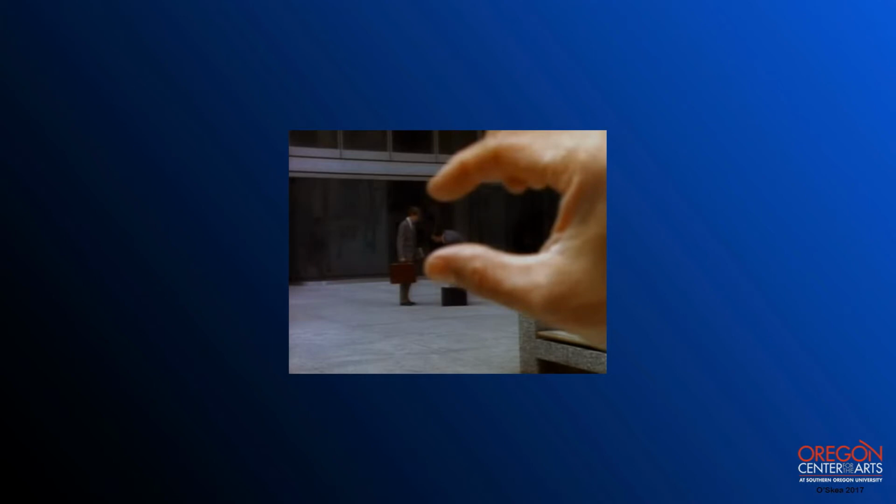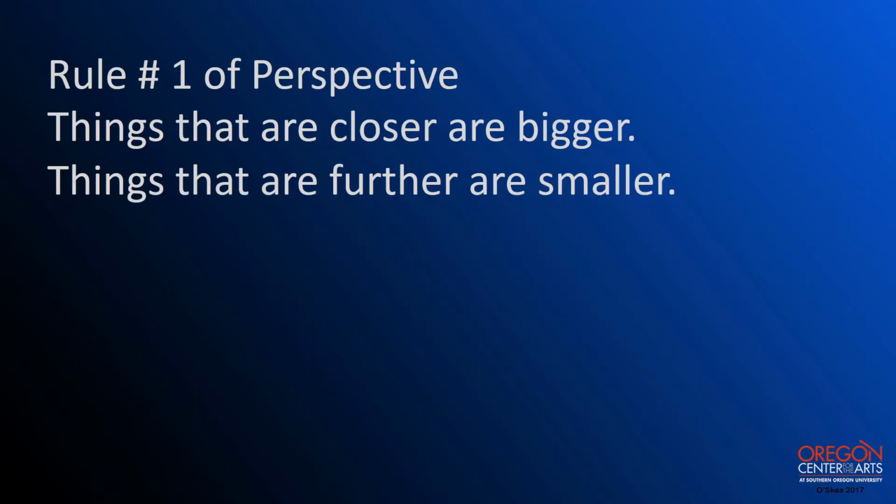So that's our Kids in the Hall sketch. That's reminding us that the first rule of perspective is that things that are closer are bigger than things that are further are smaller. And that's kind of obvious, right? But here's this strange person, you know, standing across the street squishing people's heads with his thumb.